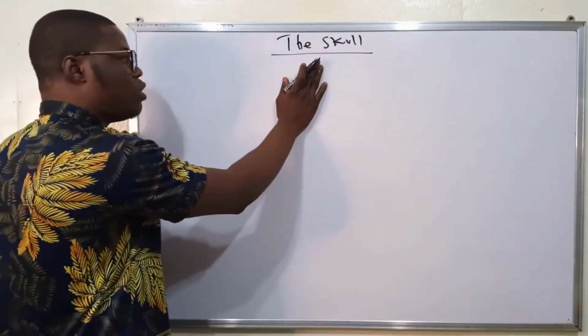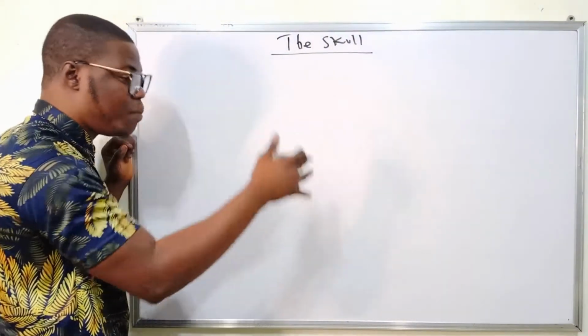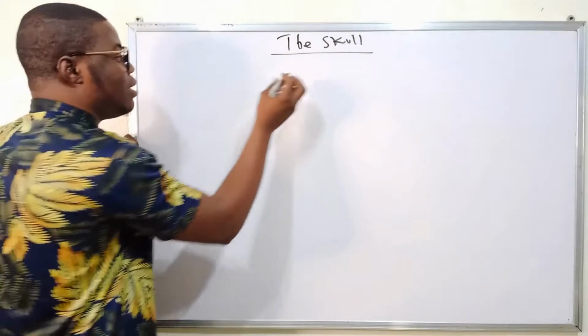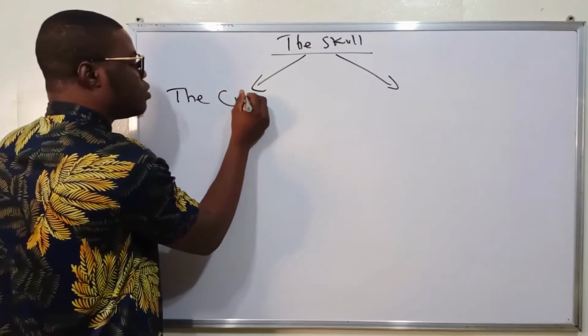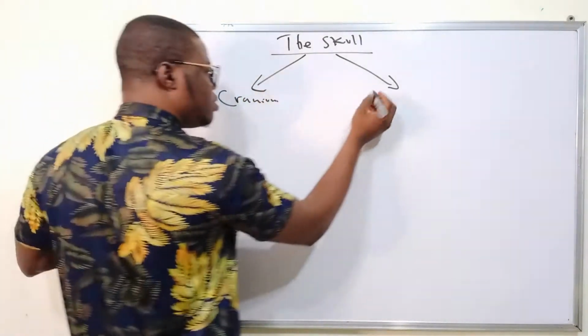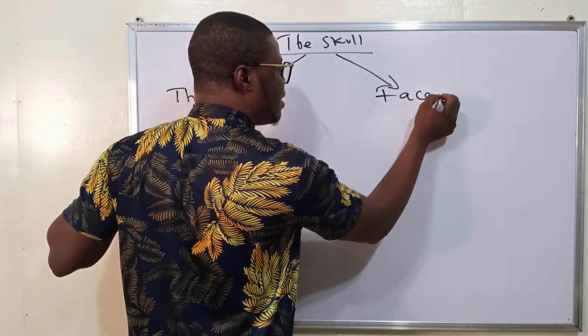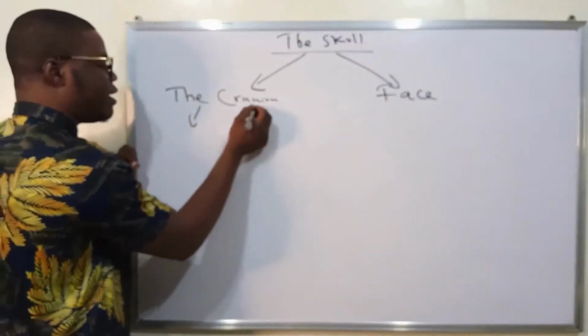So we said the skull is the most complex bone structure of the body, and it is divided into two parts. The first one is called the cranium, and the second one is the face. Now, the cranium too is divided into two.